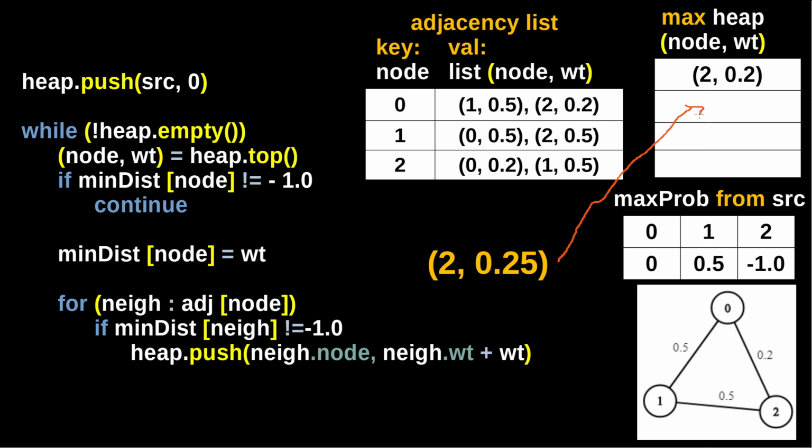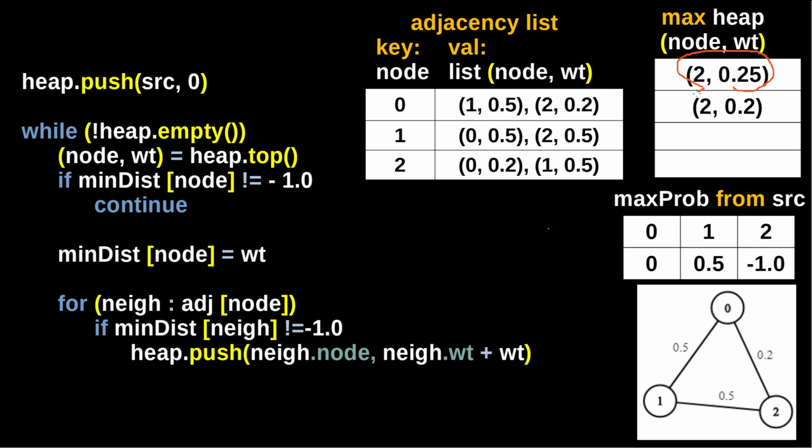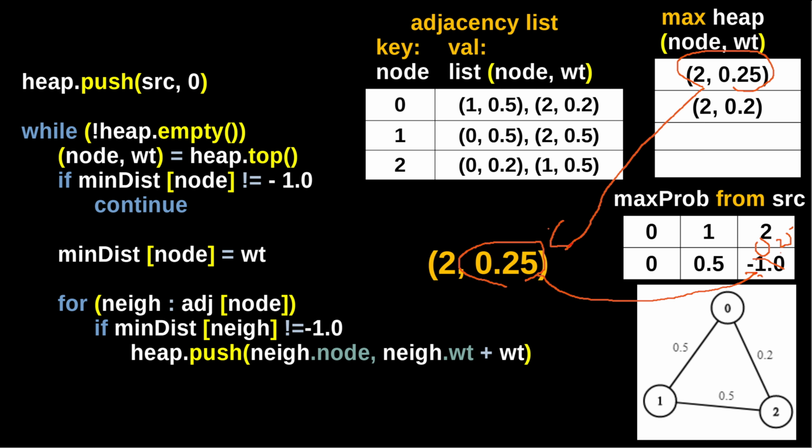We are doing multiplication here because the probability of both of these events happening together can be calculated by multiplication of the probability of each event occurring alone. This is known as the product rule. Again, we are at the top of the while loop. The heap sorts the tuples by weight, and the maximum weight here is 2, 0.25. And we take that item off the heap. And we do an update on the maximum probability table for 2 as having 0.25.